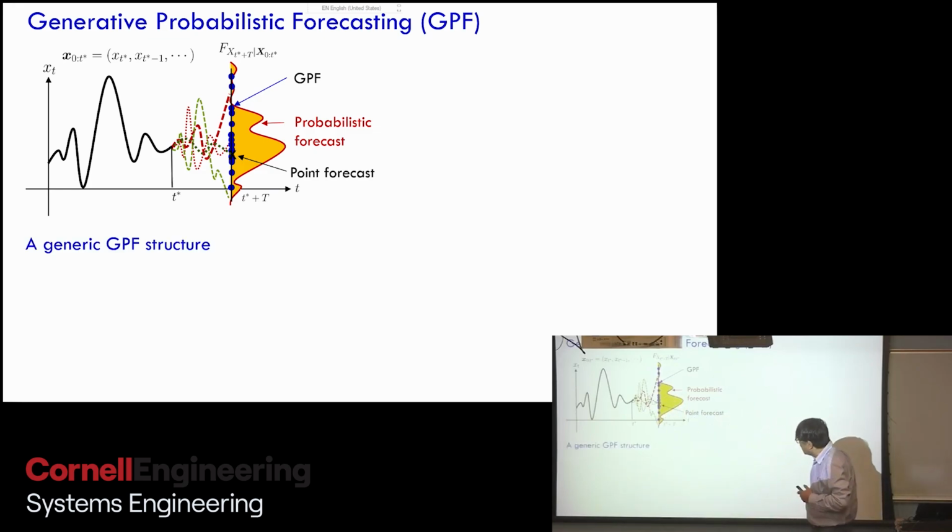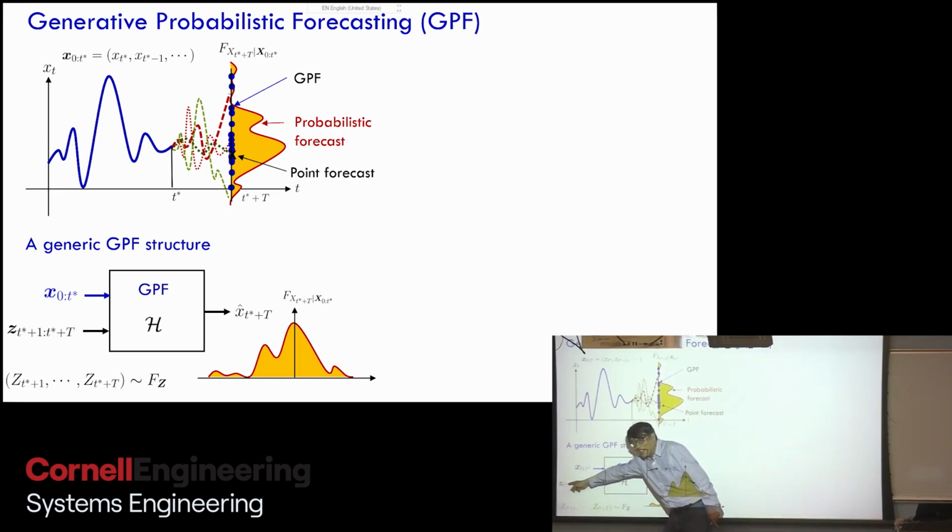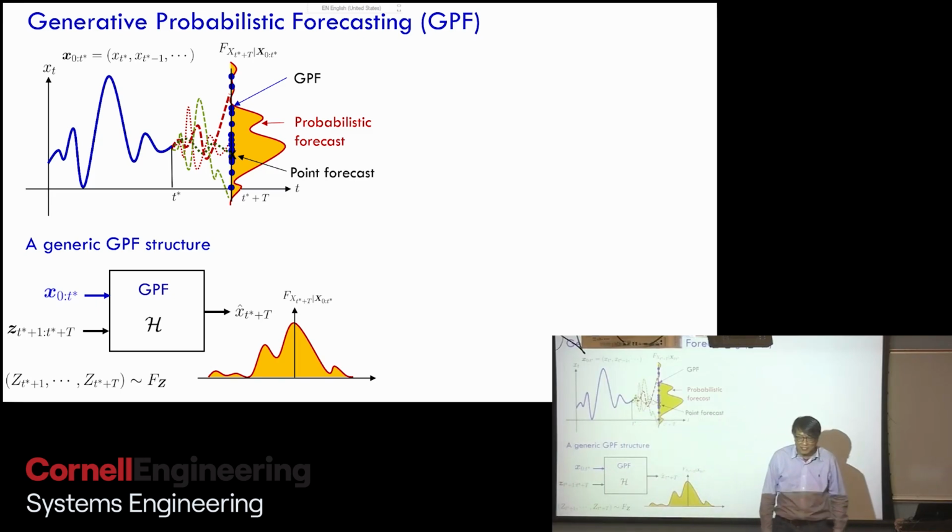Okay. So that's what I want to do. The generic structure of generative probabilistic forecasting goes like this. So this is what you have observed after time t star. You're going to do a mapping. You're going to take this information, produce a sample. But if you want to generate many, many samples following the same distribution, you need randomization as part of the input. Okay? So the design problem is the following.